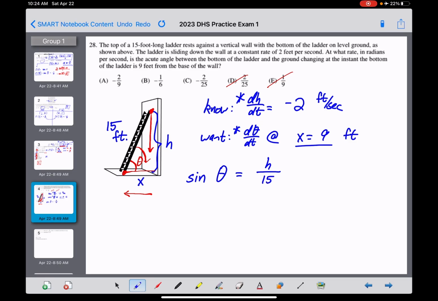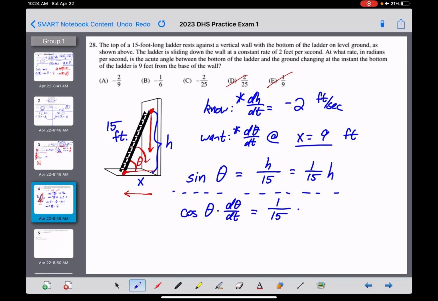Okay, got it. Then I think we're going to go ahead and take the derivative of both sides with respect to t. So the derivative of sine of any angle is cosine of the same angle times d theta dt. That's going to equal, now h over 15 is a linear function. You can also think of it as 1/15th h if that helps you out. And the derivative of a linear function is always just its coefficient.